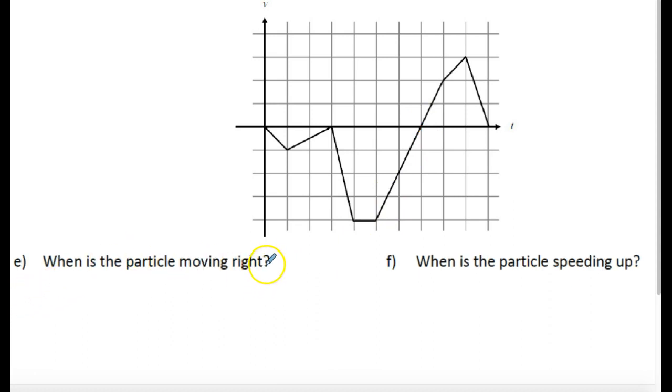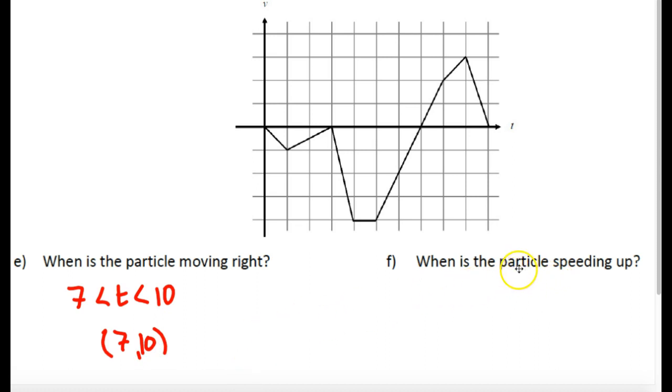When is the particle moving to the right? Well, it's moving to the right when velocity is positive. So that would be on this entire interval from 7 to 10. And I guess we should also practice writing this in interval notation. So interval notation, we would just say from 7 to 10 like that.